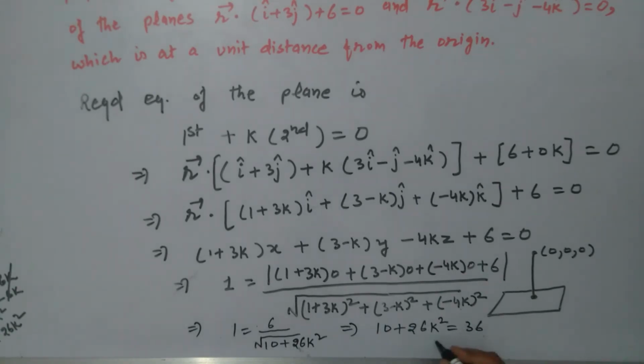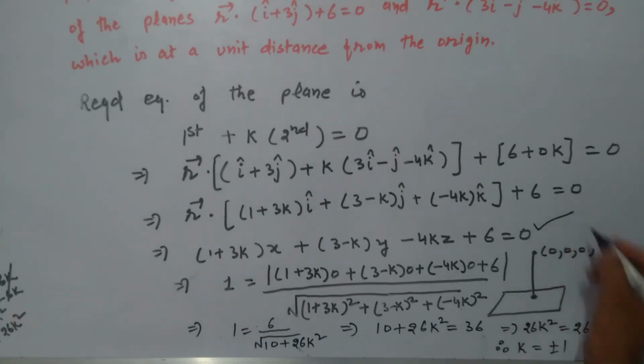This means 26k square is equal to 36 minus 10, 26. That means k square is equal to 1. So the value of k is plus minus 1. We substitute this value of k here in this equation.